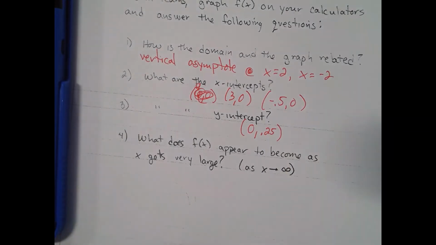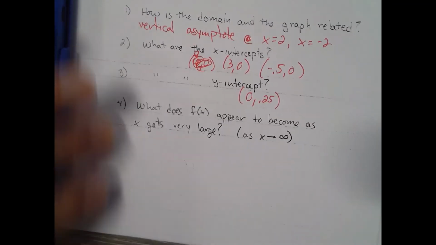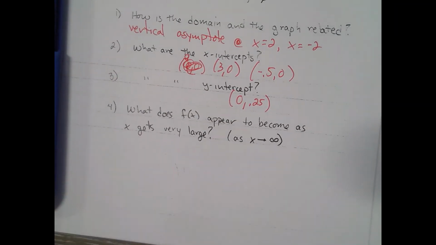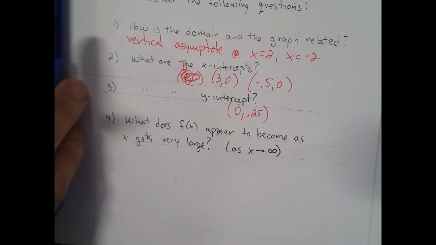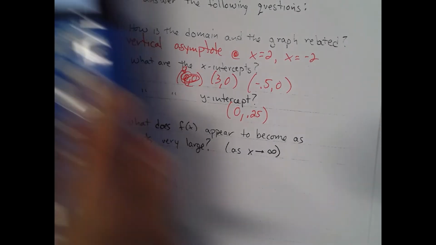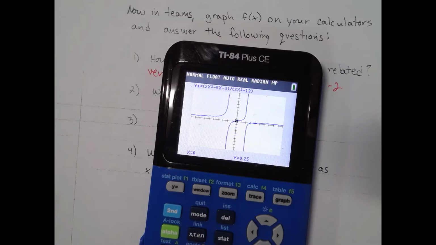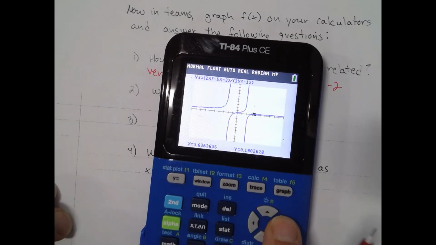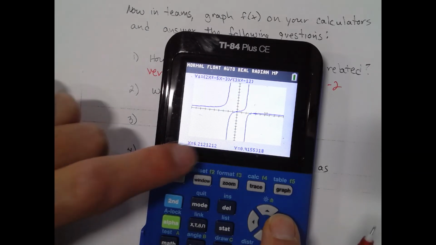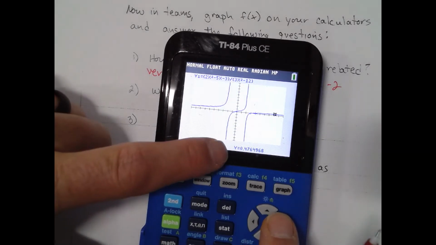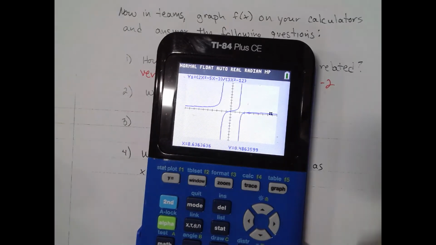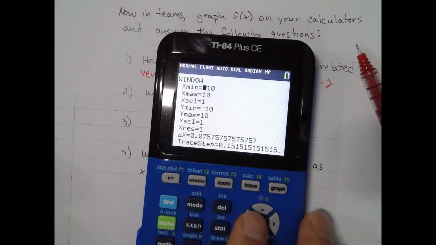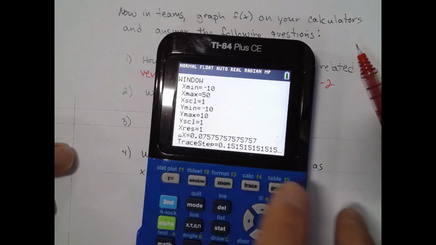Good question. Okay, number 4, what does f of x appear to become as x gets very large? So, as x gets large, as we go to the right, what does it become? I need to catch up here. Alright, so I could trace it. I hit trace, and I'm going to the right, and we're going to pay attention to what the y value is. So it's 0.46, 0.47. Kind of hard to tell what it is. So I'm going to adjust my window, and I'm going to make my x max 50. I'm going further out to the right.